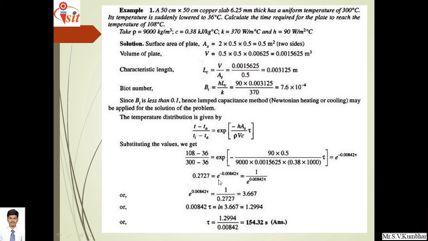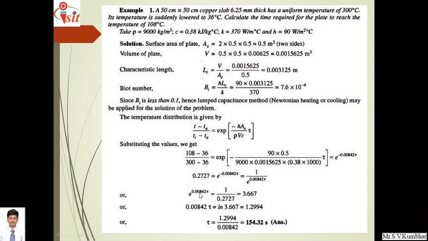So e raised to minus 0.00842 tau. Take its reciprocal because it's negative. That's why 1 upon e raised to 0.00842 tau. So take this term to left hand side, 0.2727 to right hand side. We will get e raised to 0.00842 tau, which is equal to 3.662. Take log on both sides, log to the base e.